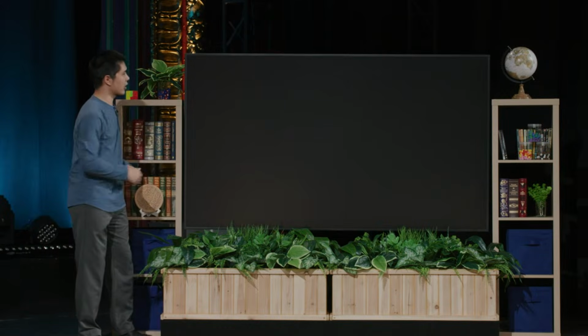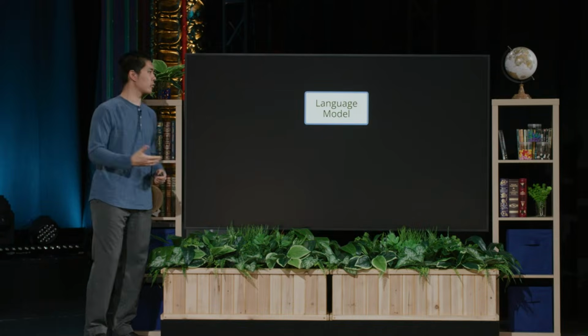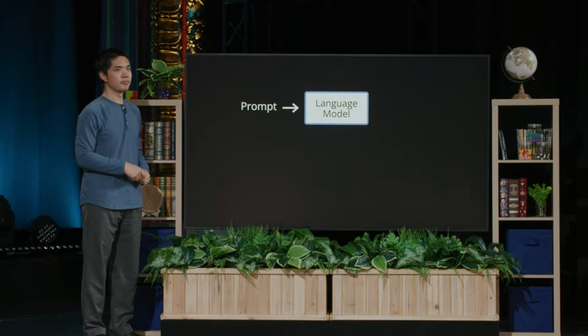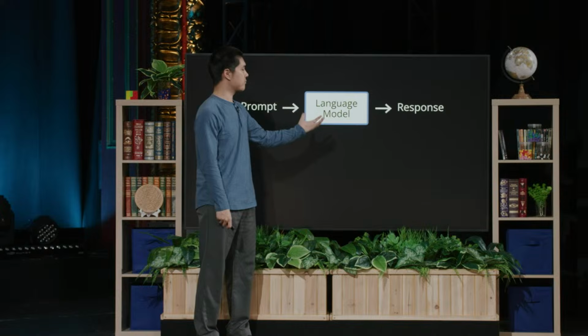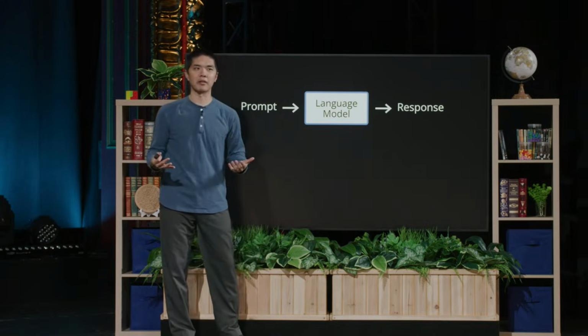So here then is what that architecture might look like. We have our language model, and again, we feed as input to that language model some kind of prompt. So that prompt is the input to this language model. And then what the language model does is it produces a response. And previously, we might have said that was the end of it. It produces a response, the job is done.